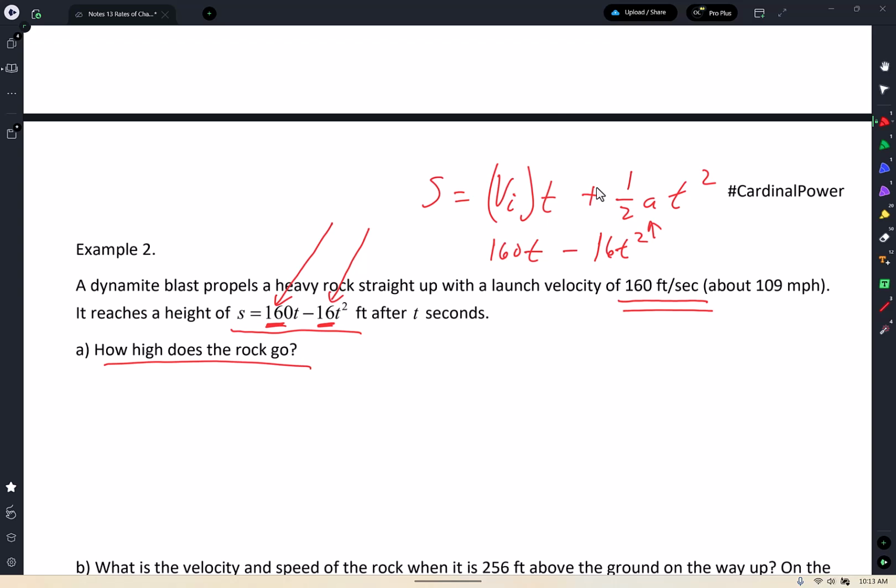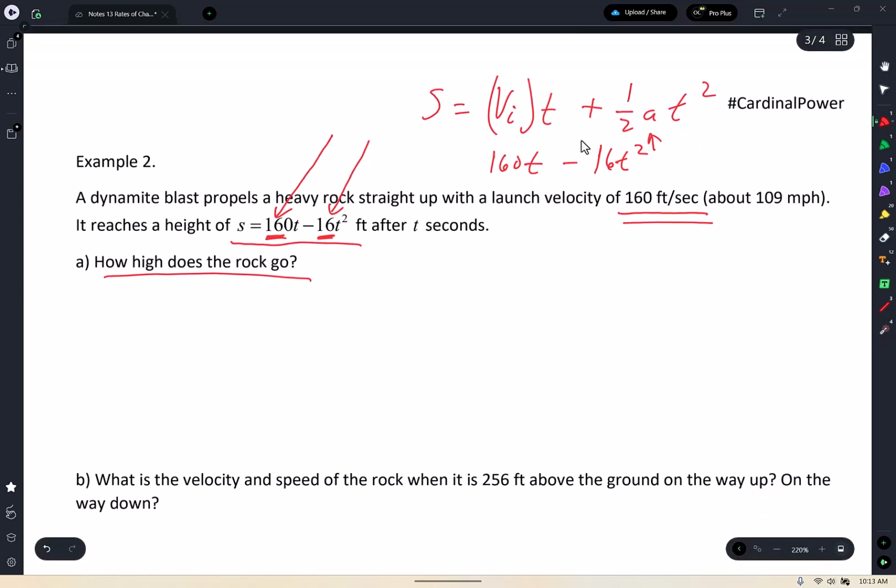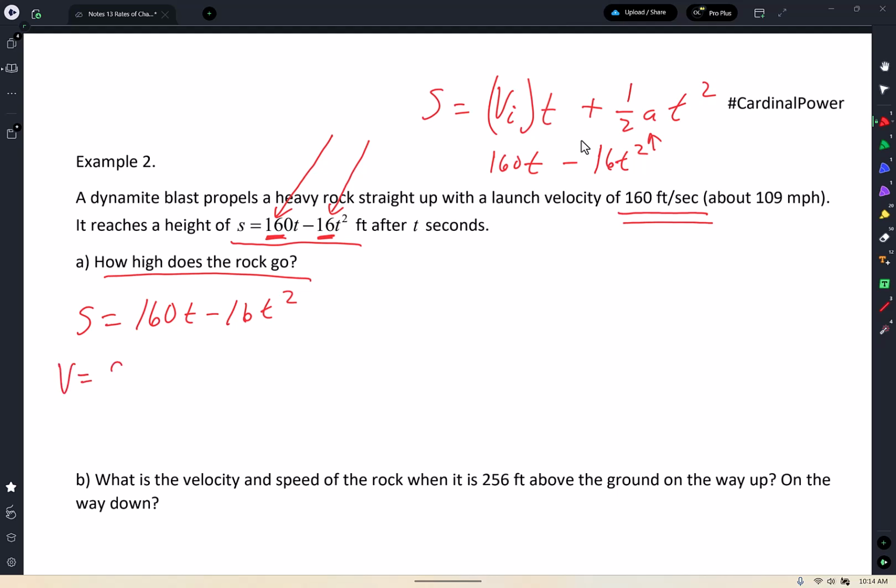Yay or nay? So here's the game plan. I'm going to find when the velocity is 0. And then once I find when the velocity is 0, I'm going to plug that time into my position equation. Does that make sense? All right, so here we go. I'm going to write s equals 160t minus 16t squared. And I need to find my velocity equation. I find velocity by taking a what from position? Derivative. So I'm going to write v equals ds/dt.